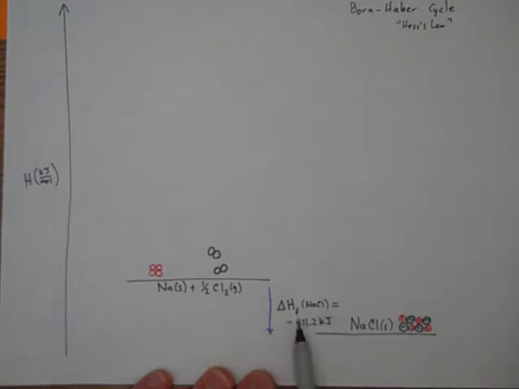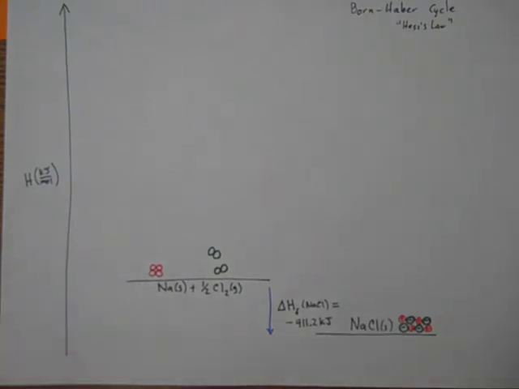You've seen that before. Remember, formation is when we make 1 mole of a compound from its elements in their most stable state. And sodium at room temperature and pressure is a solid. Chlorine is a diatomic gas at room temperature and pressure. So we can measure this reaction, and it turns out to be negative 411.2 kilojoules. Okay, so that's all well and good.